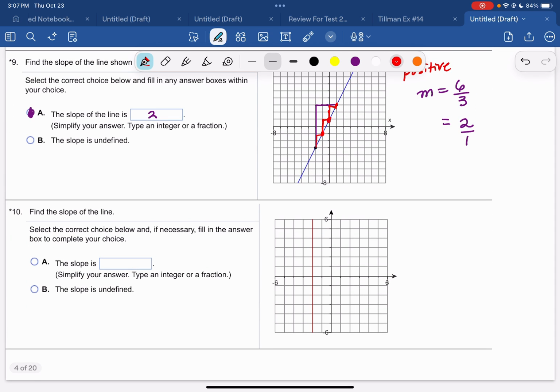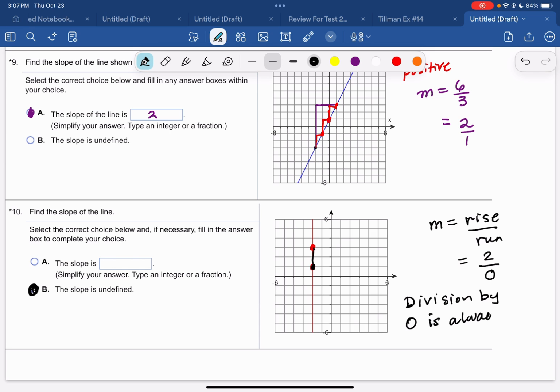Here we don't have to do any counting, but let's try it anyway. Okay, remember we're counting rise over run. And we know this is undefined, okay, so we'll go ahead and mark that. But let's talk about why numerically it's undefined. Well, if we pick this point here and we count our rise is 2, and our run is, we don't move left or right, it's 0. And division by 0 is always undefined, okay? There is no answer for dividing by 0.